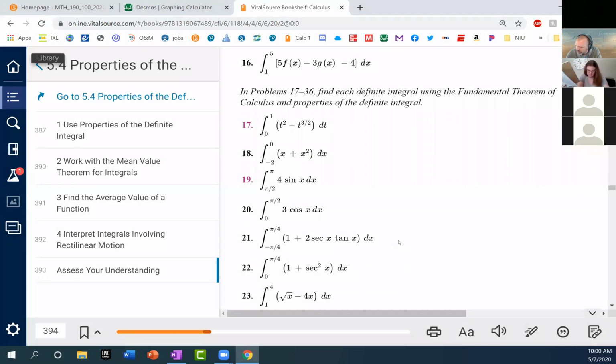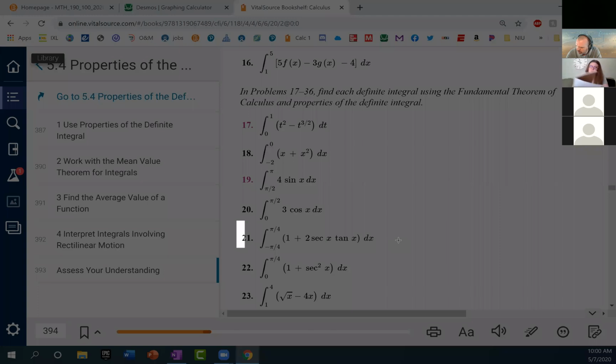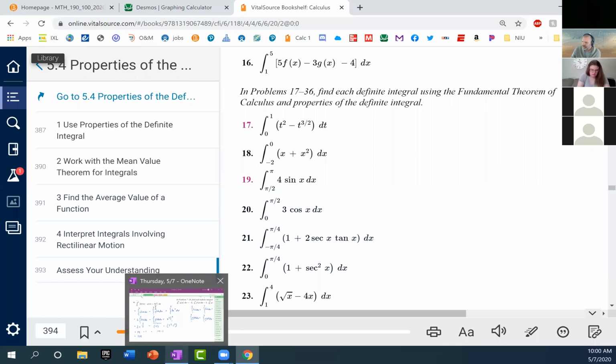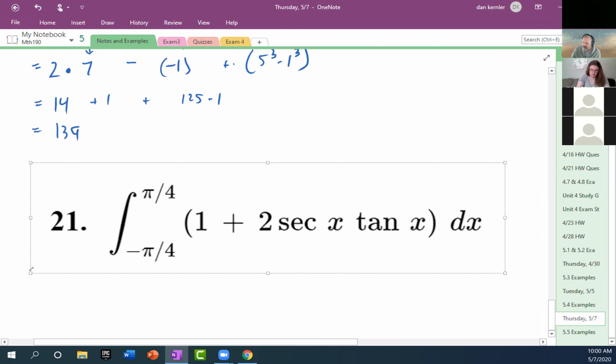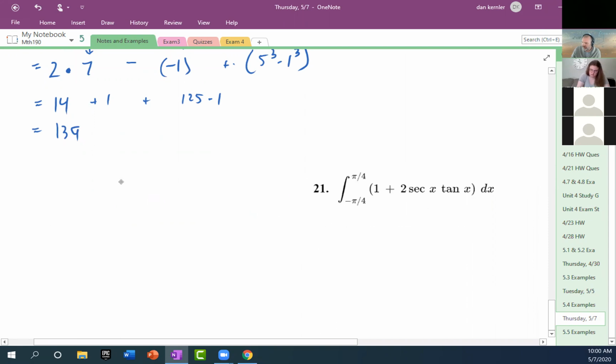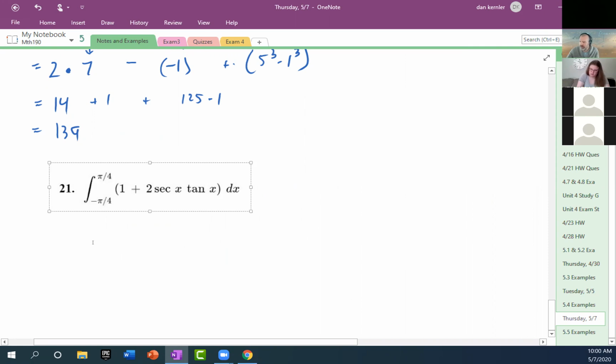Want to know if I set it up right. Okay, so what do you mean set it up? What are you thinking? Given the integral of 1 plus 2 secant times tan, I split it up, and I have the integral from negative pi over 4 to pi over 4 of 1, plus 2 times the integral from negative pi over 4 to pi over 4 of secant tangent, and I can turn the secant tangent into the antiderivative of secant x.